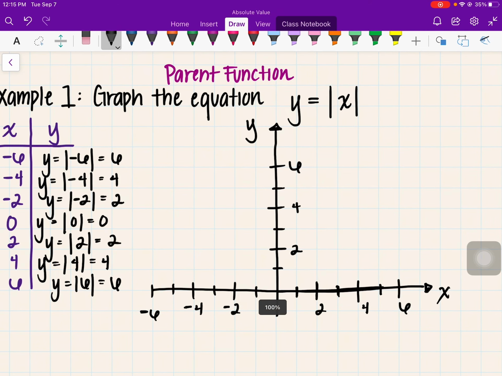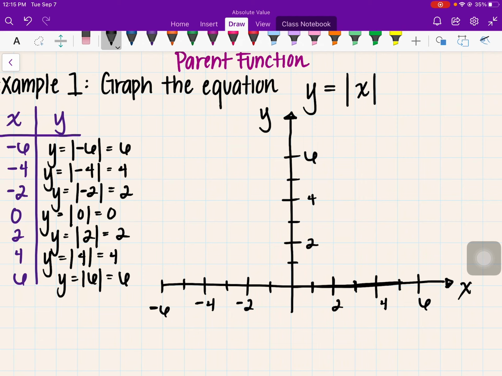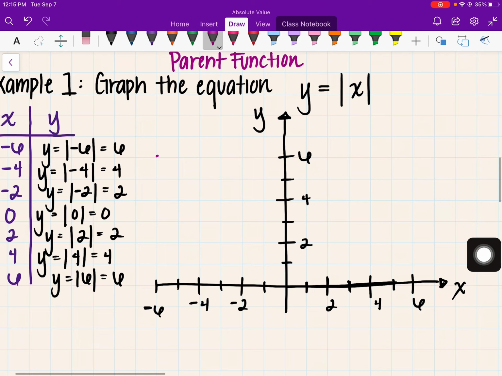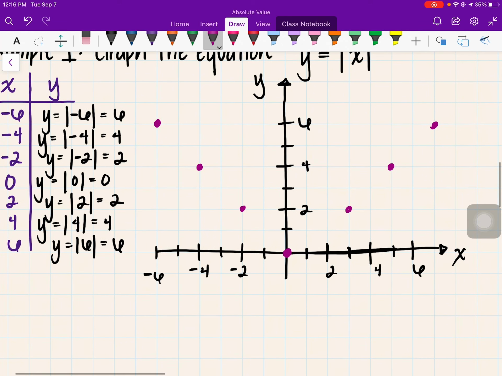All right, so I want to start plotting my points, guys. I'm going to start off with -6 and 6. So we have our first point right here. The second point is -4, 4, and we have our point there. Next one is -2, 2. Then 0, 0. Then it goes to 2, 2, 4, 4, and 6, 6. So now let's connect these points.